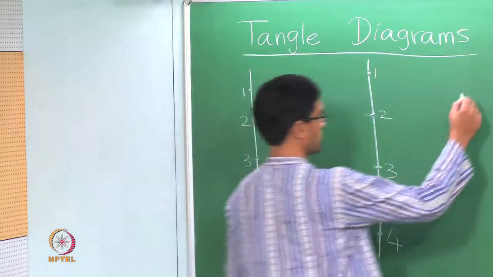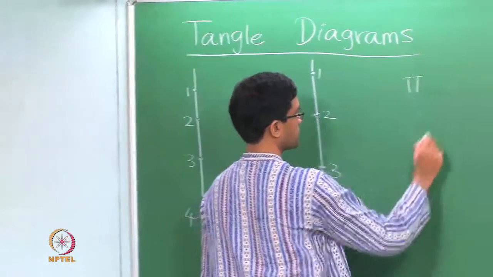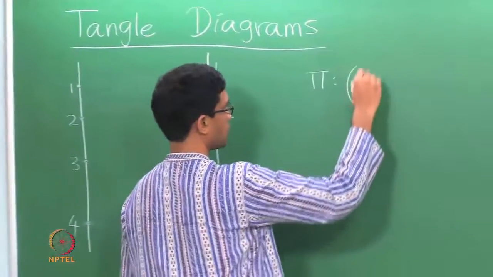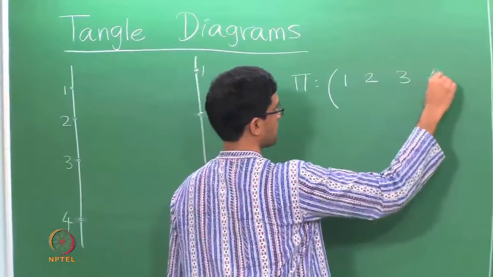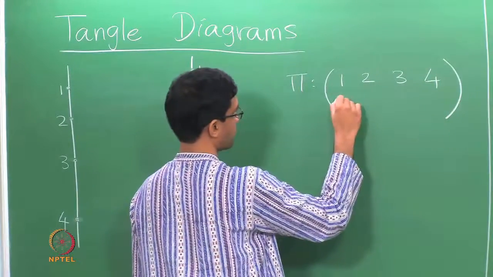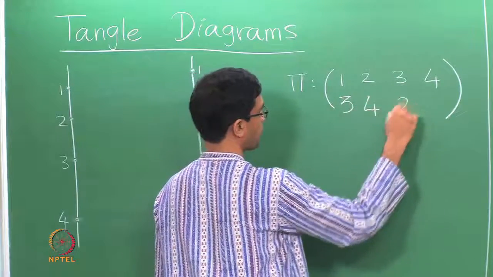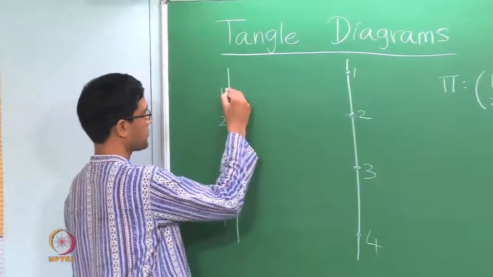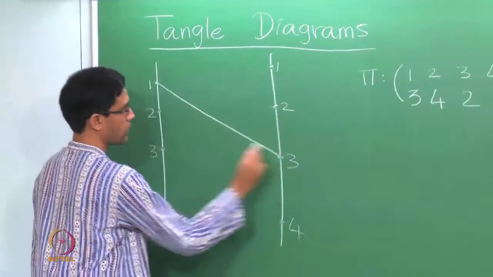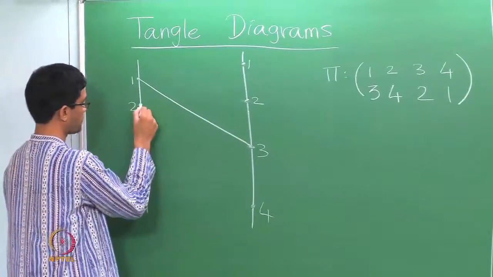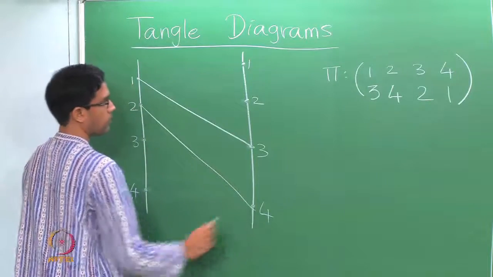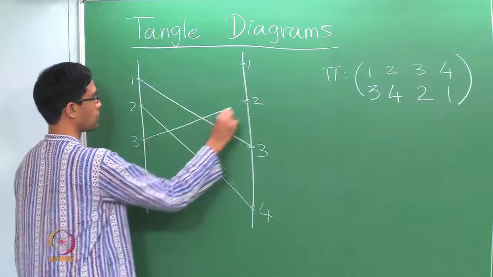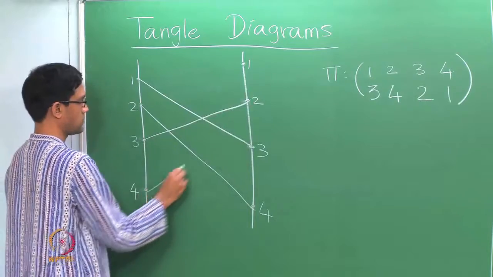And so I suppose I want the permutation pi, which is, let me write it in 2-line notation: 1, 2, 3, 4 maps to, let's say, 3, 4, 2, 1. So 1 maps to 3, so we join 1 and 3. 2 maps to 4, which means we join 2 and 4. 3 maps to 2, and 4 maps to 1.